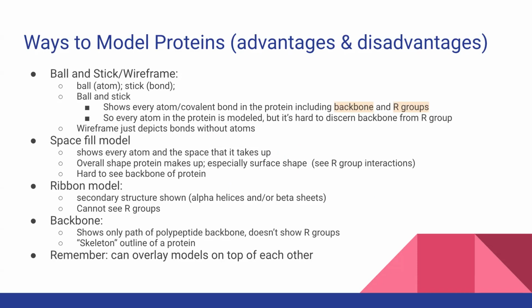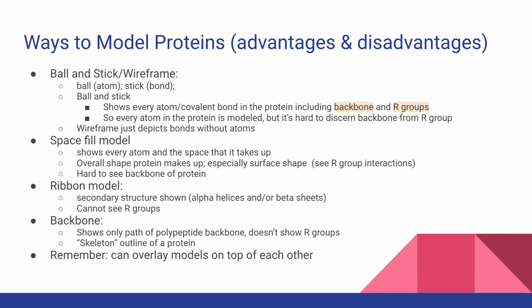So the pro of this model is that it shows every atom and covalent bond in the protein, including the backbone and R groups. But the downside of this is that it's very hard to discern the R groups from the backbone, just because it shows literally everything. And then the wireframe is just the sticks, all showing the atoms. And then the spacefill model shows the shape of the protein. So it's going to show every atom in the space that it takes up.